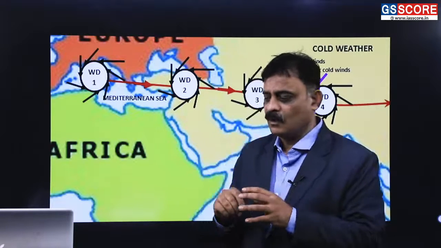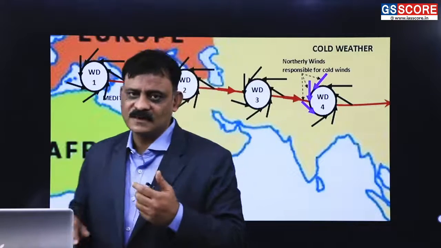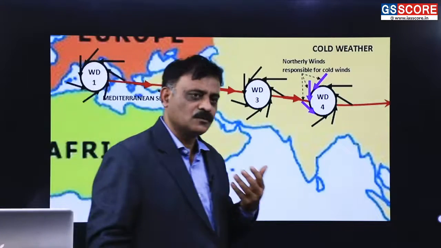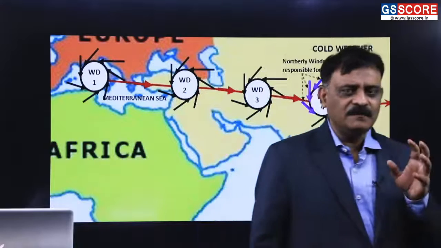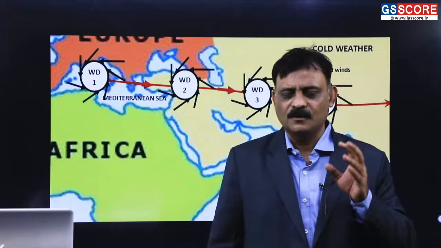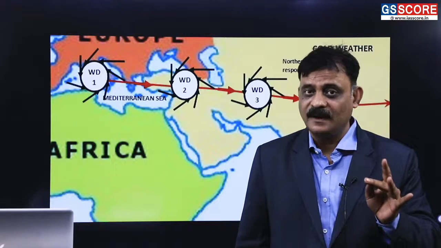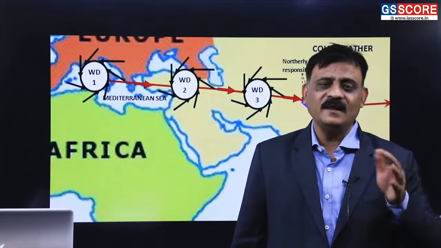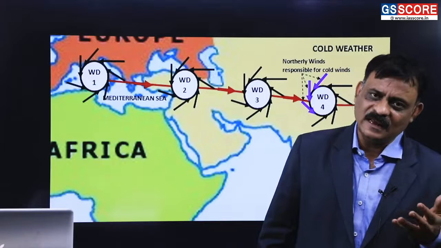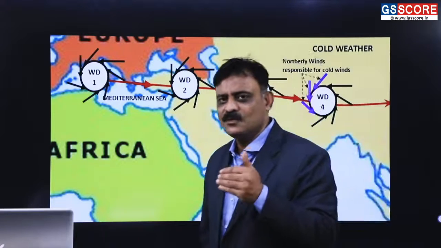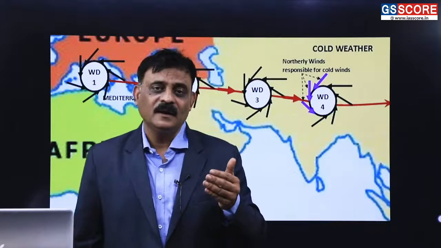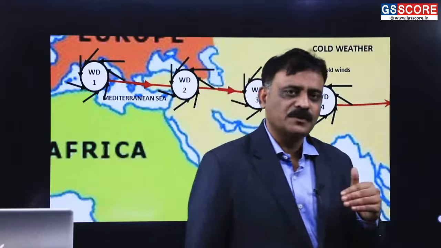Okay, so with these western disturbances, always remember, they start from the month of October and they will be seen until the month of April. So October, November, December, January, February, March and April. And every year you will be experiencing them from October to April.